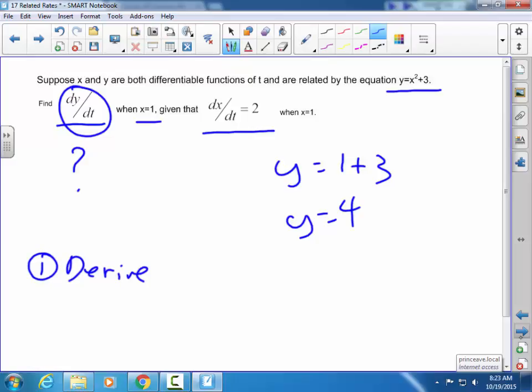People say, well, why can't I solve it first and then derive it? What's dy dt now? If we look at this, dy dt is 0. But we know it's got to be changing. We're already told that they're changing. So we've got to derive it first.